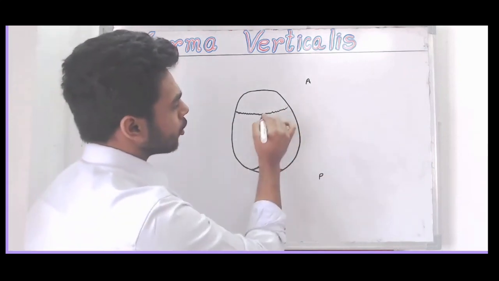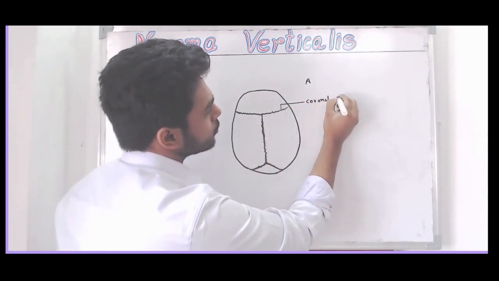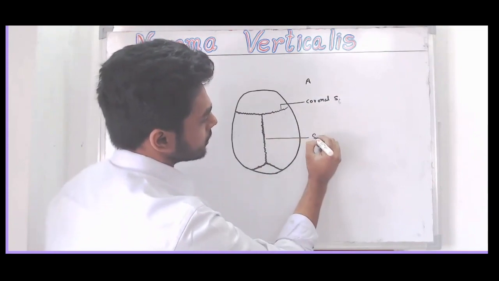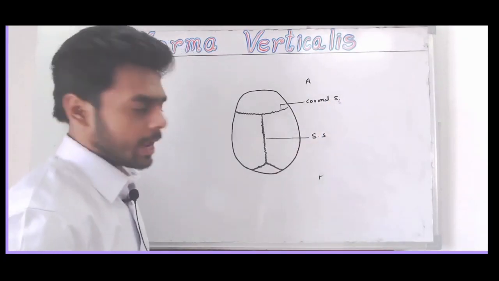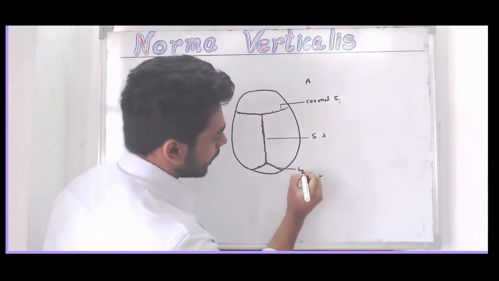This is the coronal suture. This is sagittal. Let me write in short form only. Sagittal suture. And this is the lambdoid.